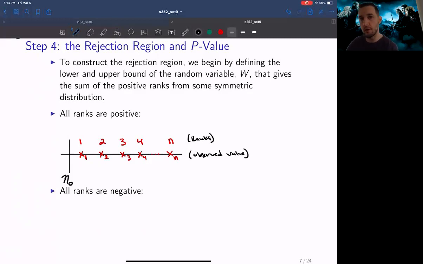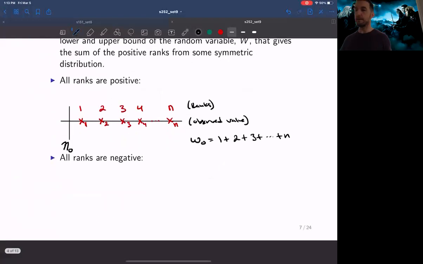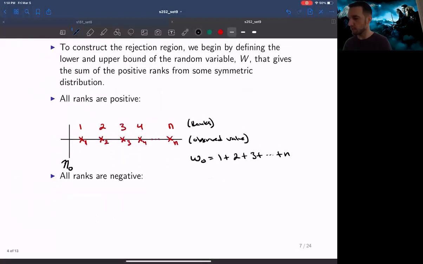So in this situation, where every single observation in the data set is greater than the hypothesized median, the test statistic is going to be at its maximum value, which is the sum of all of the ranks. So 1 plus 2 plus 3 all the way up to n.